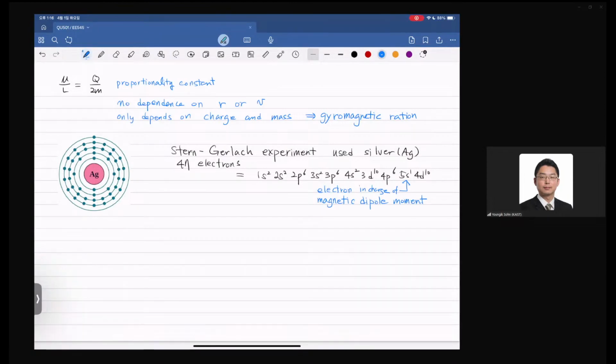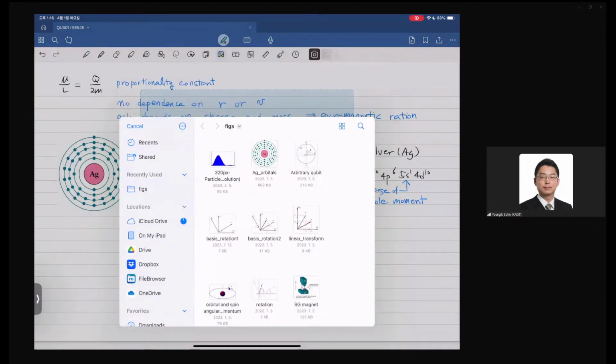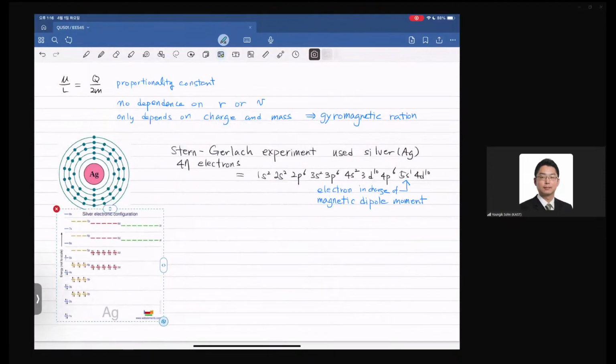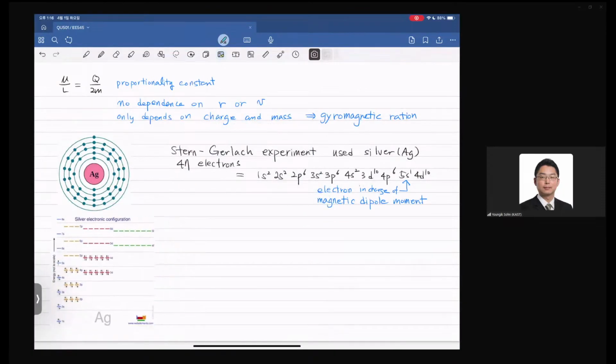So let me show you another picture, which is showing how it is filled up with an energy level. It's this one, how the silver electron configuration is made here. And then, right, that 5s1 is the one that's making this Stern-Gerlach experiment work. Okay, it's like a magnet. Other things are all paired up, so they don't really produce a magnetic dipole moment.